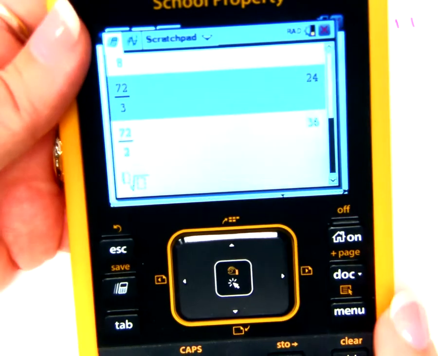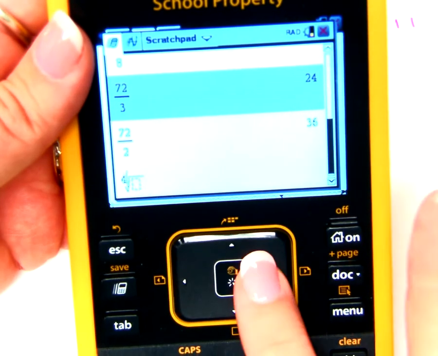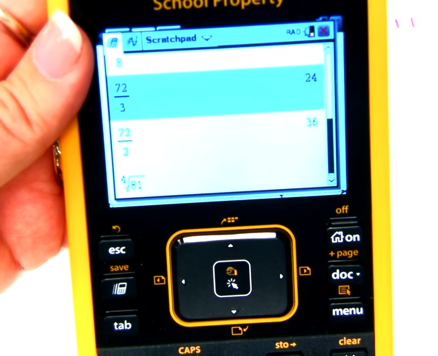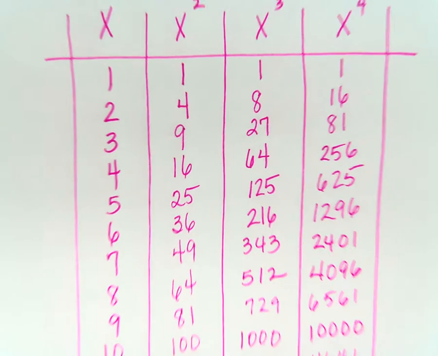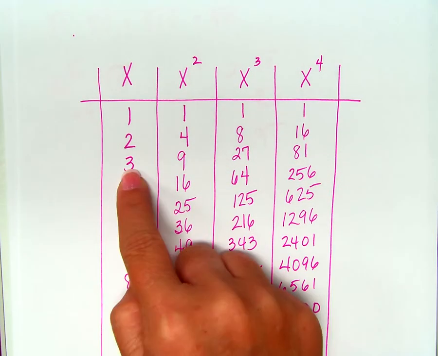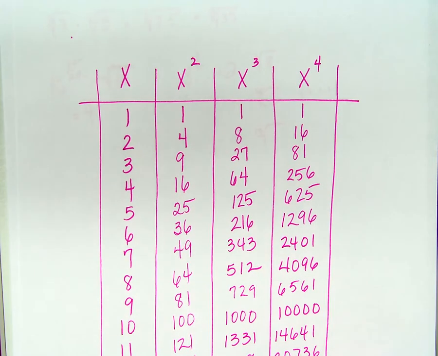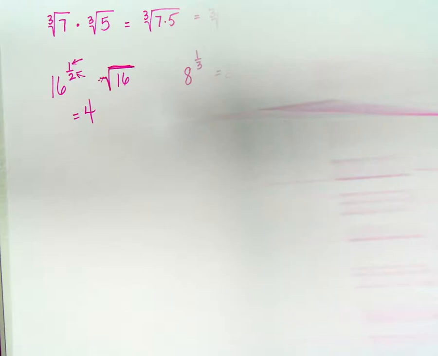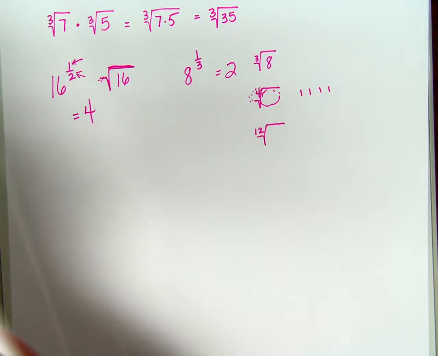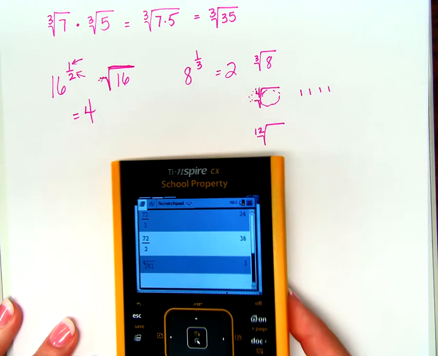Okay? So we could take the fourth root of 81 and know right away that it's 3. Now, we know that from this chart, zoom out, because our fourth root of 81 is 3. But sometimes we'll have the chart, sometimes we'll have the calculator, sometimes we'll have both, sometimes we'll have neither. And we've got to kind of be familiar with some numbers, right?